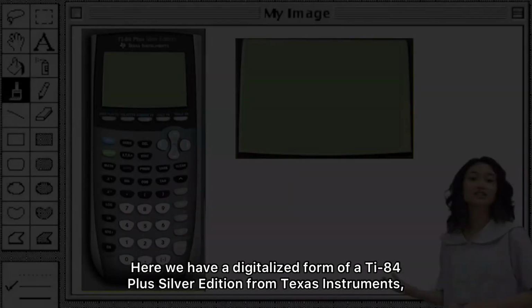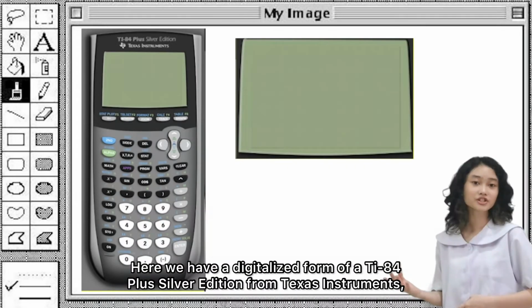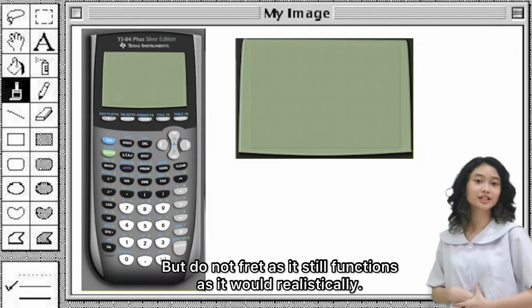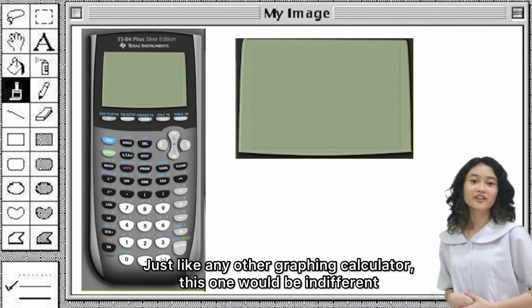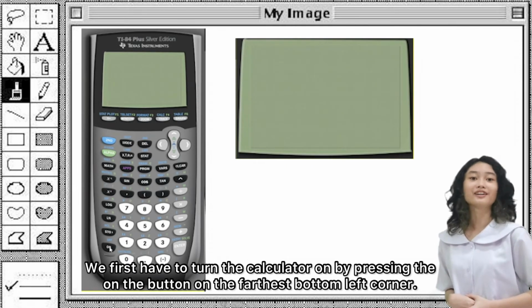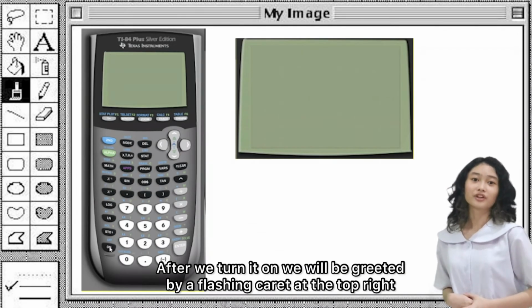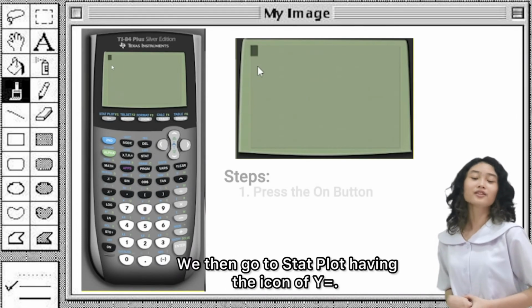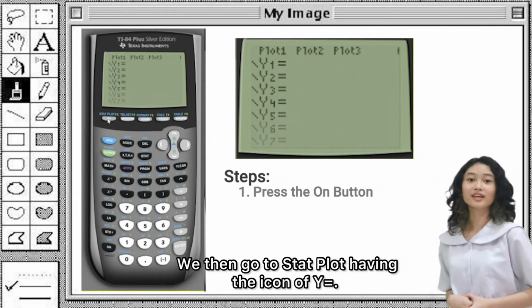We have a visualized form of a TI-84 Plus Silver Edition from Texas Instruments. But do not fret, as it still would function as it would in real life. Just like any other graphing calculator, it has similar keys that will help us as we continue. We first have to turn the calculator on by pressing the on button on the farthest left corner. After we turn it on, we'll be greeted by a flashing caret at the top right, indicating that we have turned the calculator on. We then go to the Y equals screen.